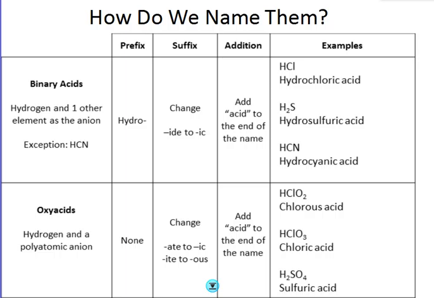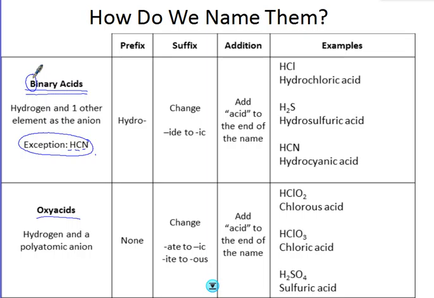Okay, so how do we name acids? We're working with 2 different types of acids. Again, let me speak through and then press pause and get this down. Binary acids are a hydrogen and one other element as the anion. There's only one exception, and that's HCN. As you can see, HCN is a hydrogen and 2 other elements, but that's the only exception. We're going to call that one a binary still. The next type is oxyacids, which is essentially a hydrogen and a polyatomic anion. So if it's a hydrogen and one other element, we're looking at binary. Remember, bi means 2. Think bicycle. And then oxyacids are hydrogen and a polyatomic.